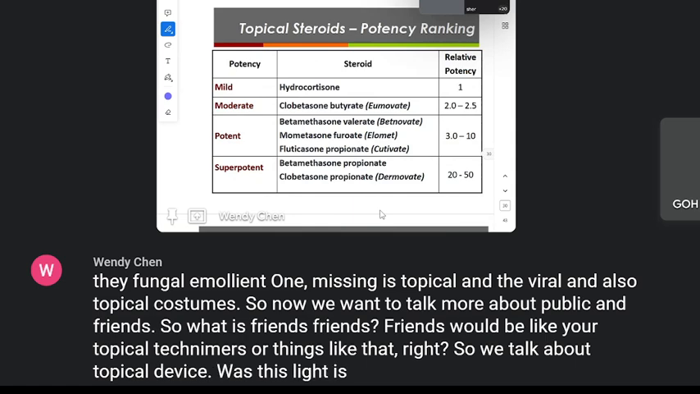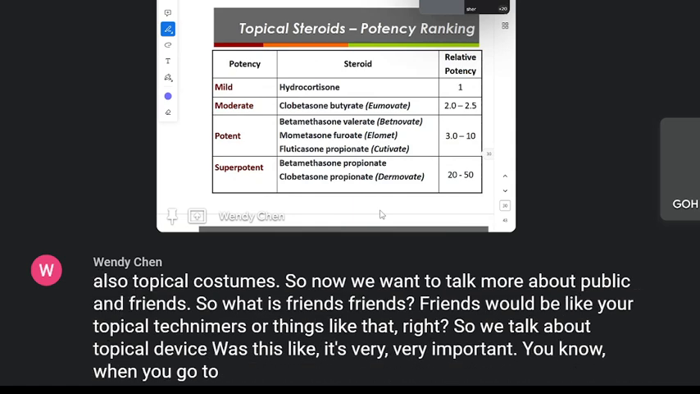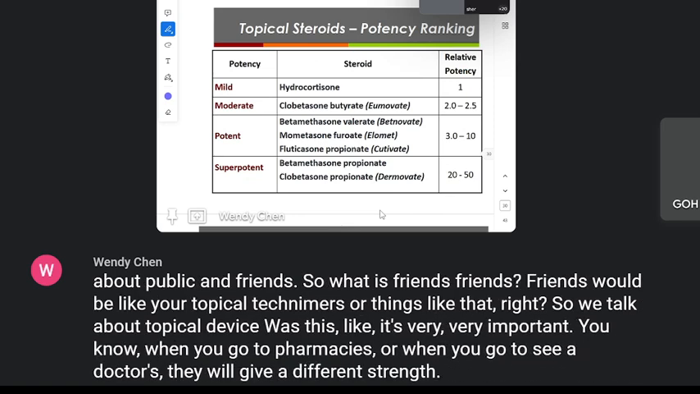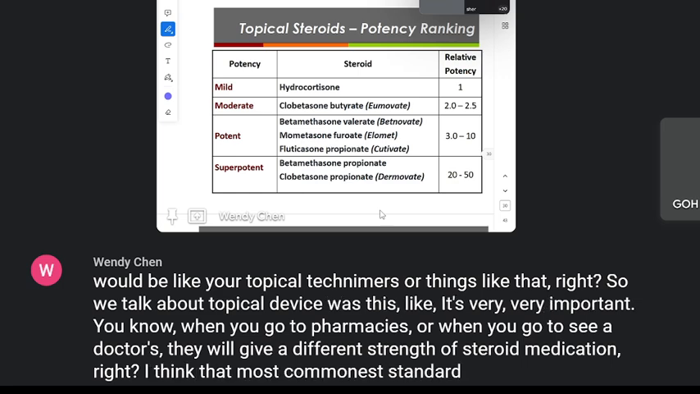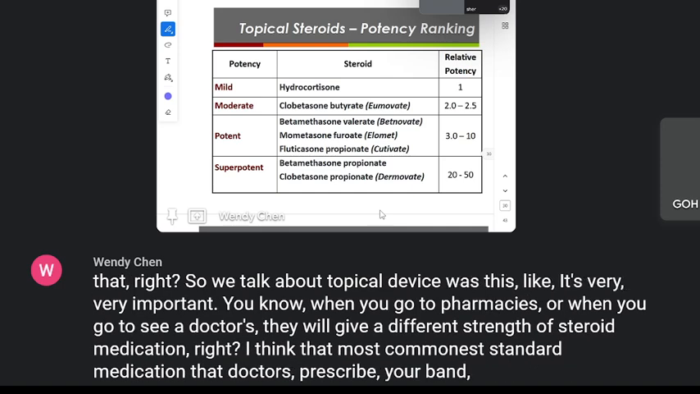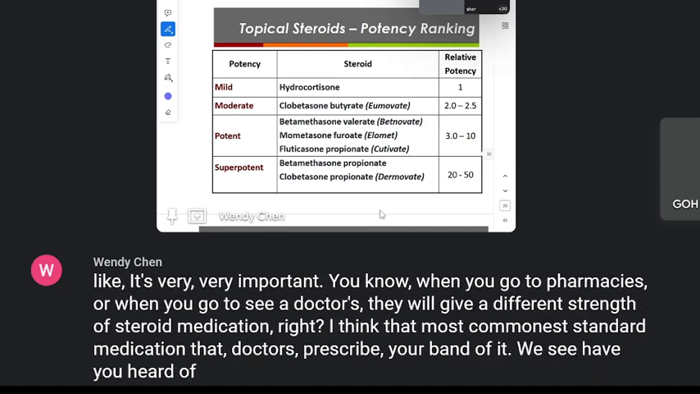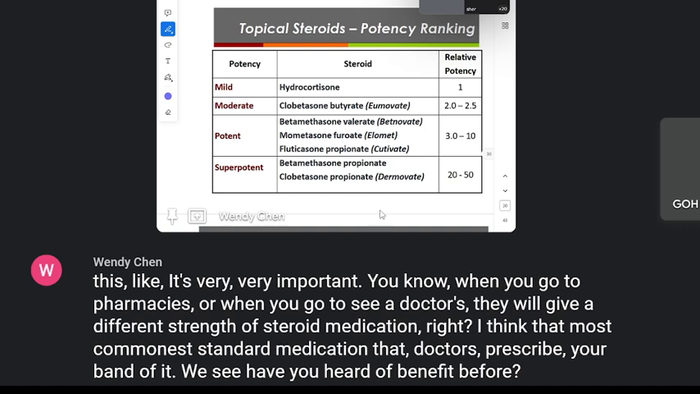This slide is very important. You know when you go to pharmacies or when you go to see a doctor, they will give you different strength of steroid medication, right? I think the most common steroid medication that doctors prescribe will be your Benovit, BVC. Have you heard of Benovit before? Yes, no. No, okay, never mind.